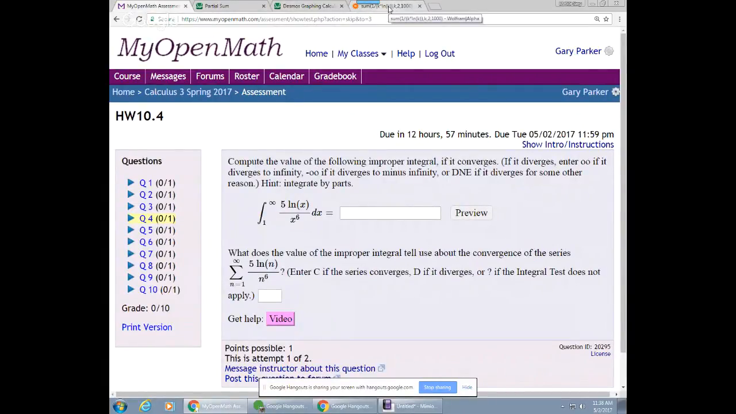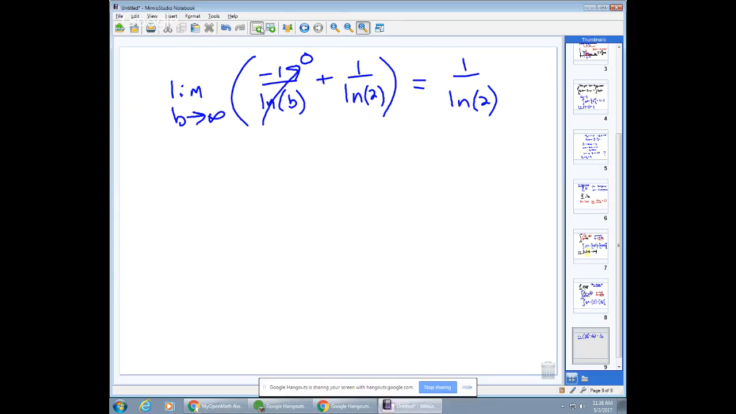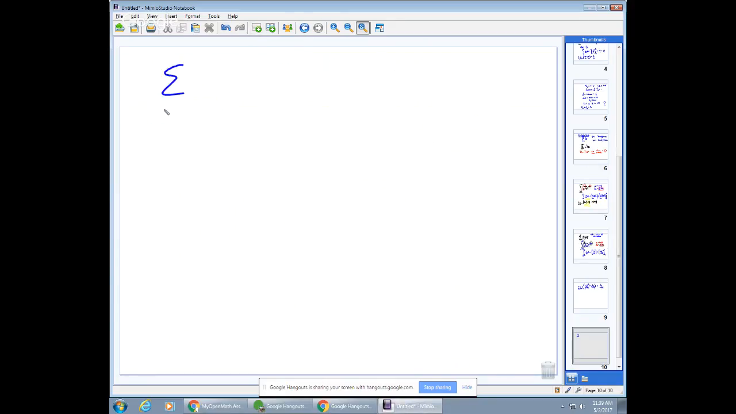Let's try another one. There was a cute one in your homework. Oh, this one right here, yeah, there it is. Okay, so we want to find out if this integral converges or diverges so that we can compare it to the sum down here. It's the sum of 5 natural log over n to the 6th. All right, so ultimately we're interested in the sum as n goes from 1 to infinity of 5 times the natural log of n over n to the 6th power.